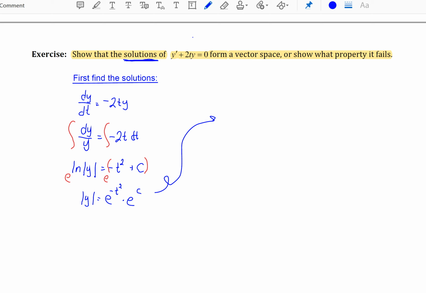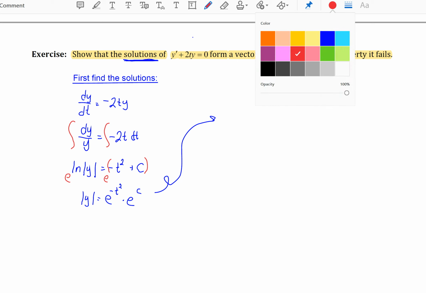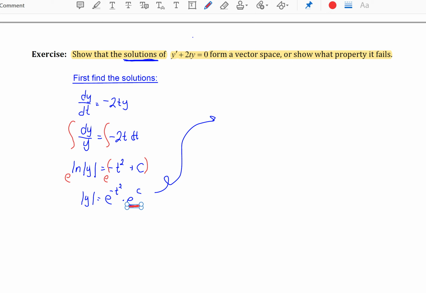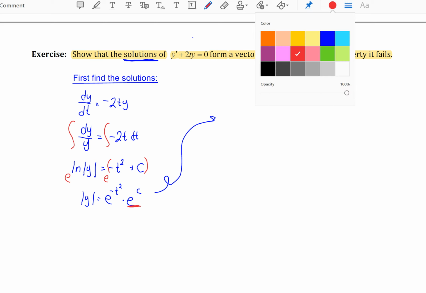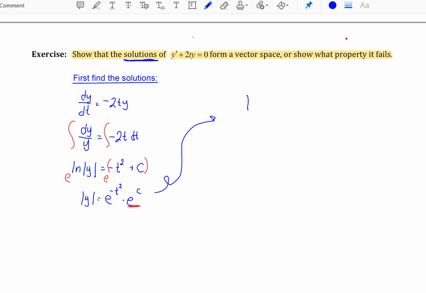Remember now that the e to the constant, if c is some constant here, then e to the c is still some constant. So maybe we can write this as the absolute value of y equals c e to the negative t squared. And then now remember that your constant c can absorb your absolute value. And so we get y equals c e to the negative t squared. This is your general solution.